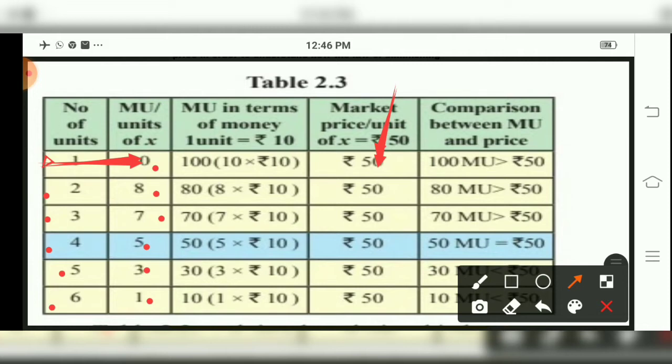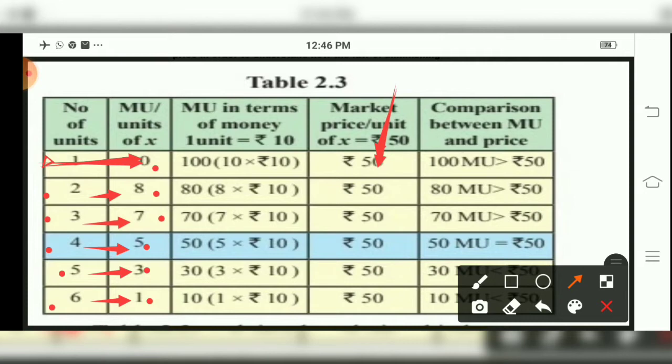You have to learn this by heart. There are 6 units of the commodity, and the marginal utility for the first unit is 10. Then afterwards you have to write: for the second it was 8, third it was 7, fourth it was 5, fifth it was 3, and for the sixth it was 1 MU of X.